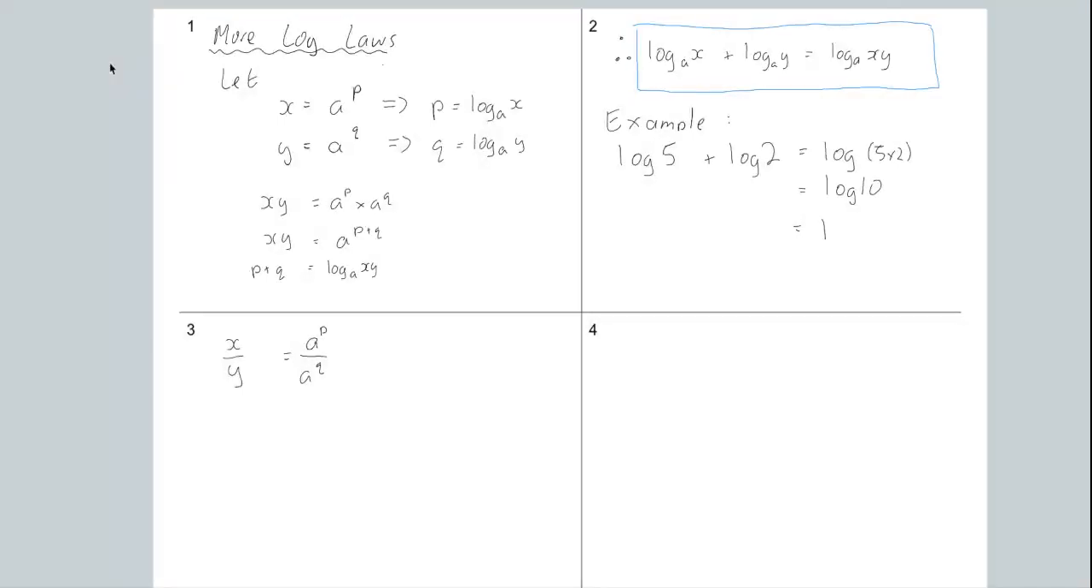So a to the power of p over a to the power of q. And then the law we've got there is x divided by y is equal to a to the power of p minus q. Of course, if you put the logs over the logs, they just cancel, and you'll prove that x over y is equal to x over y. So that's not helping. Okay, so like we did last time, express this equation in log form instead of power form. Just keep that x over y together.